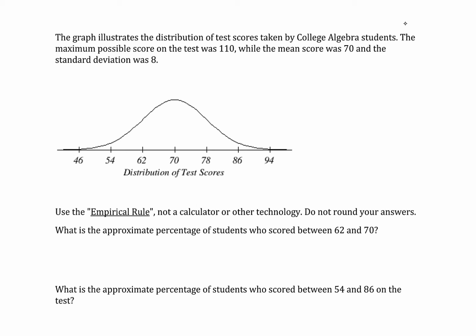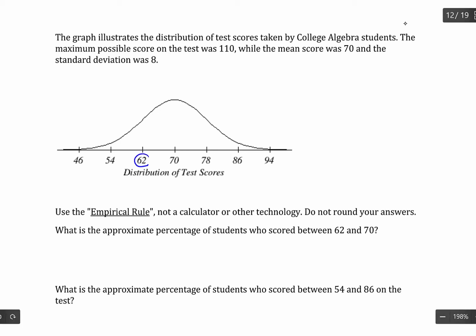The graph illustrates the distribution of test scores taken by college algebra students. The maximum possible score on the test was 110, while the mean score was 70 and the standard deviation was 8. Use the empirical rule. What is the approximate percentage of students who scored between 62 and 70?